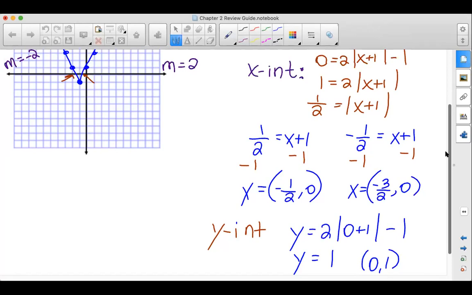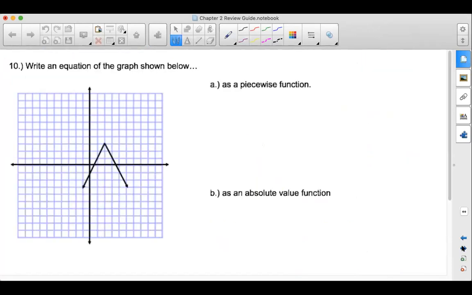The last problem on the review worksheet wants you to do a two-step problem. This kind of goes over what we talked about yesterday. It says to write an equation of the graph, once as a piecewise function, which is what we did yesterday in class, and the second time as an absolute value function, which would have been about a week and a half ago. So a piecewise function starts out with f of x, the equal sign, and then it has a little squiggly bracket.